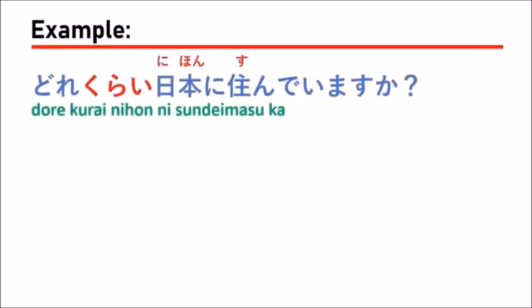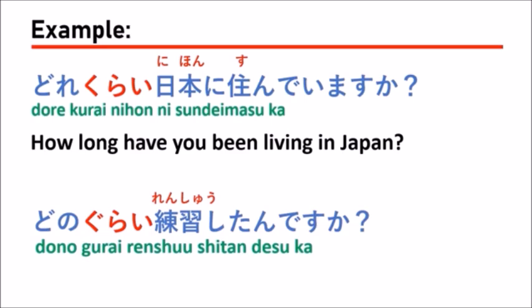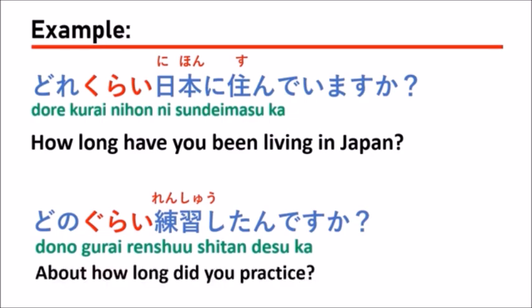The first sample. どれぐらい日本に住んでいますか？ Which means, how long have you been living in Japan? Next, どのぐらい練習したんですか？ Which means, about how long did you practice? About how long did you practice?